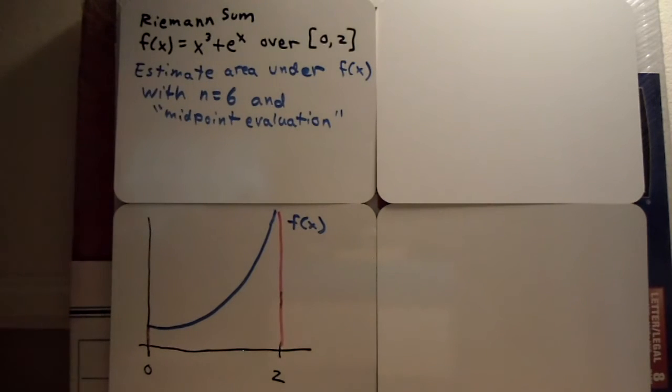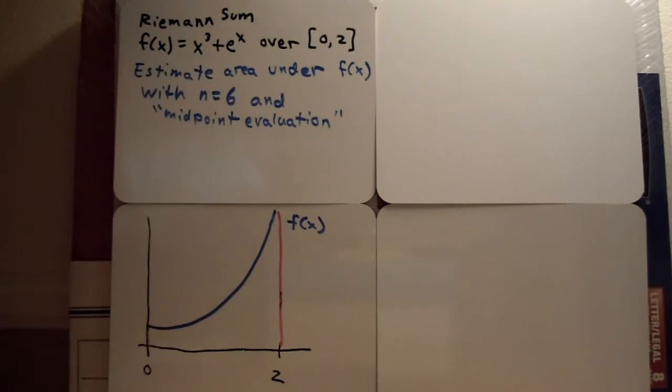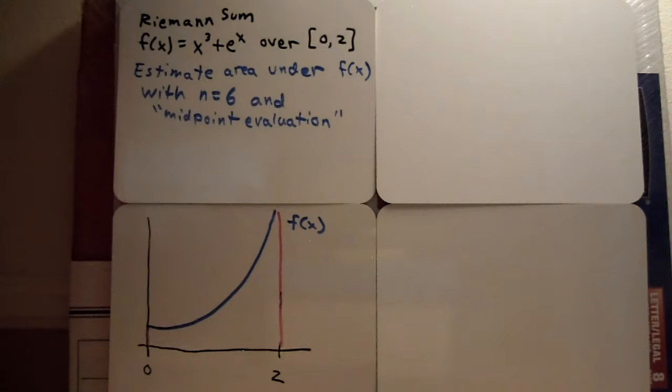What we're going to be doing in this example is estimating the area under this function, x to the third plus e to the x, over the interval from 0 to 2. And we're going to estimate the area using a Riemann sum with n equals 6 boxes and midpoint evaluation.